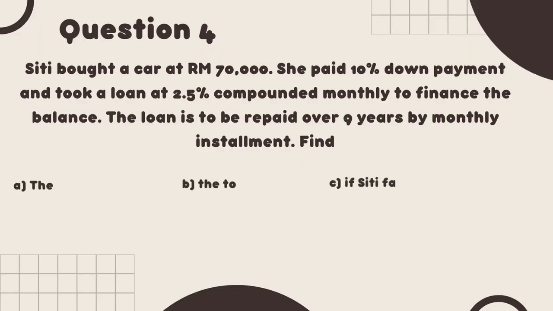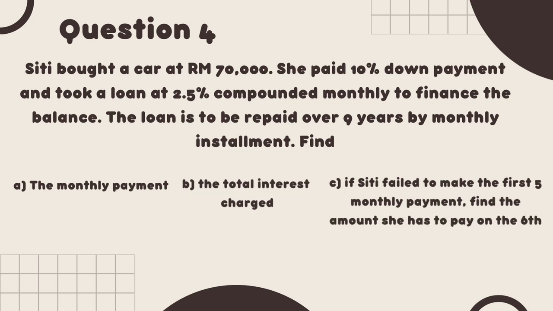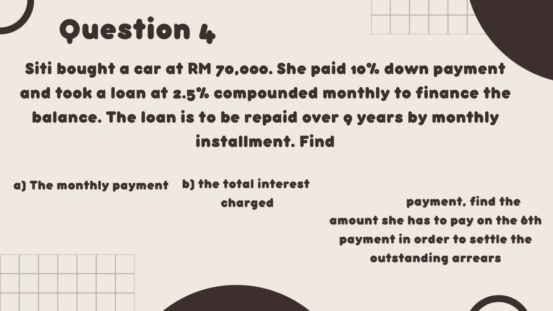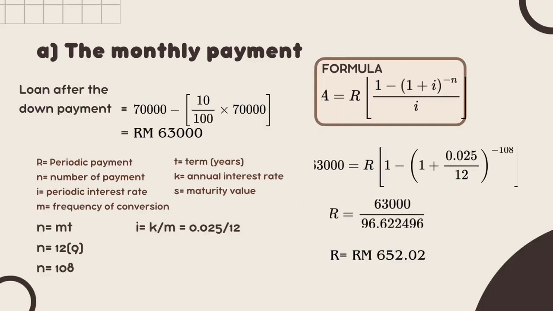For question 4, Siti bought a car at 70,000 ringgit. She paid 10% down payment and took a loan at 2.5% compounded monthly to finance the balance. The loan is to be repaid over 9 years by monthly installment. Find A, the monthly payment. First, we need to find the loan after the down payment. 70,000 minus 10 divided by 100 multiplied by 70,000, we get 63,000.